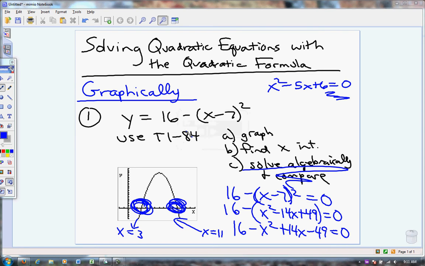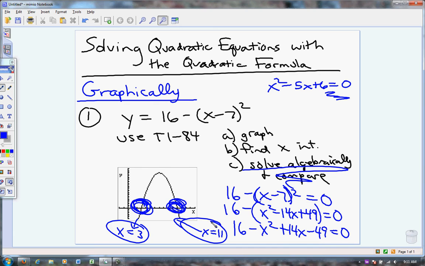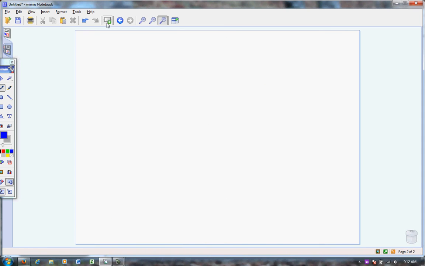Let's move on to the quadratic formula. What you would do, just kind of wrapping up here, is you would finish solving these things and make sure that you get x equals 3 and make sure that you get x equals 11. Okay? And you should.